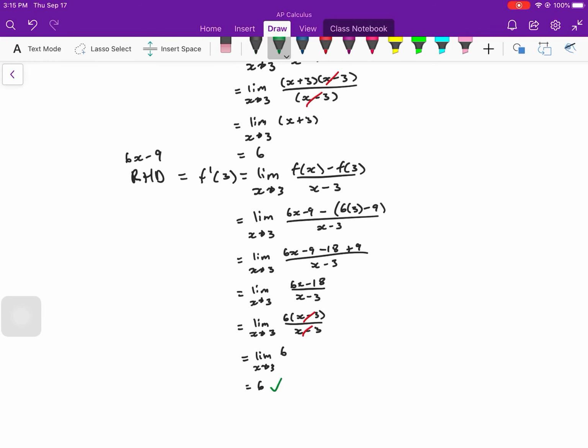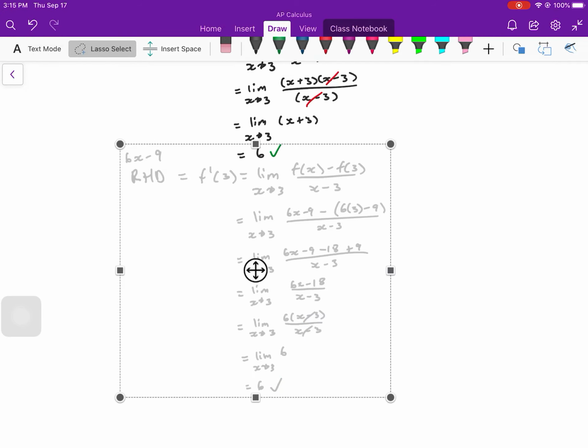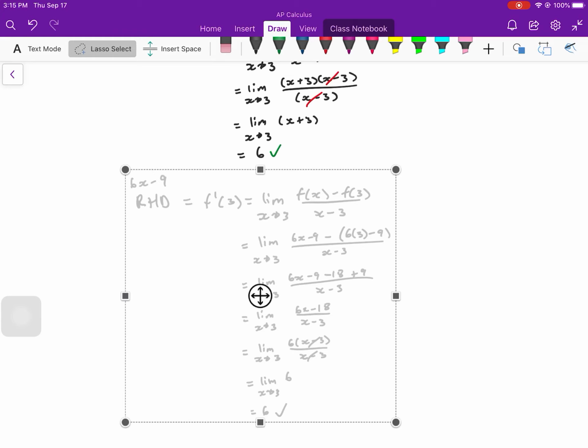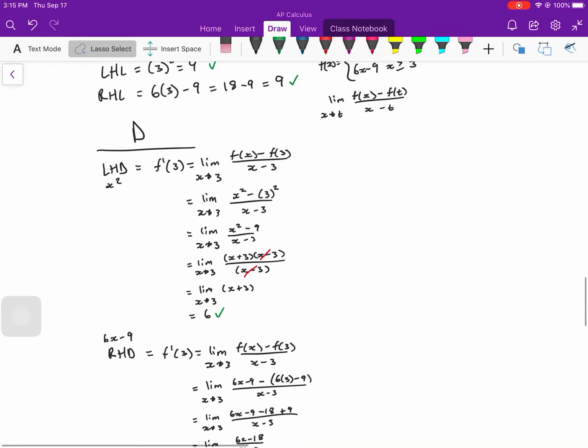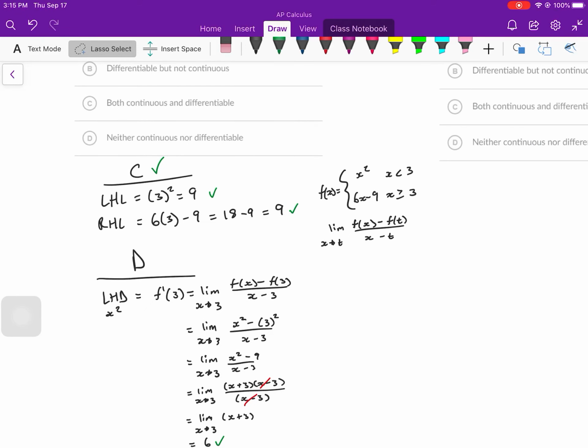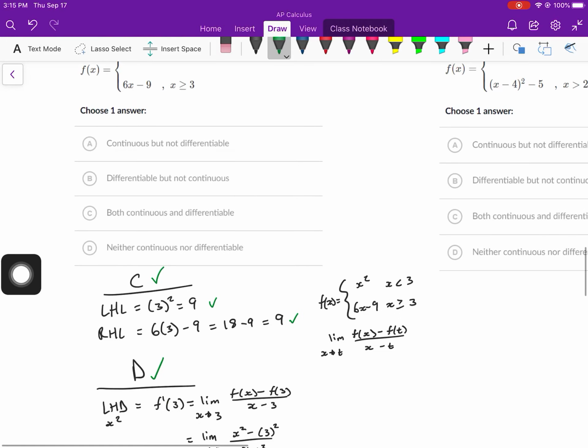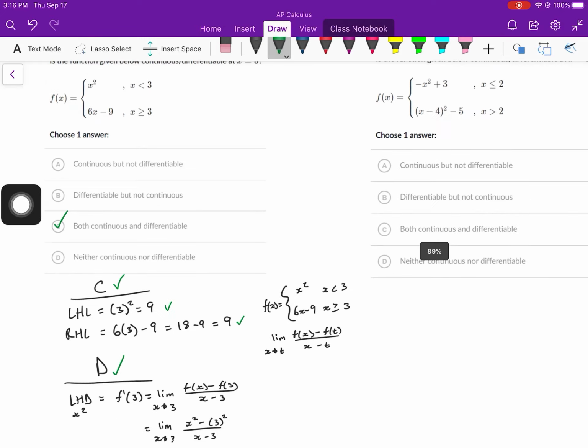So are they the same? Yes. The derivative from the left and the derivative from the right are the same. If they were different, then it would not be differentiable. Had to do all that just to test it. So the derivative from the left and the right is the same. So it passes the differentiability test. So since it's both continuous and differentiable, there's no way you can have it differentiable but not continuous, because remember, we need continuity in order to have differentiability. It's possible to have continuity and not differentiability, but you're not going to have this.